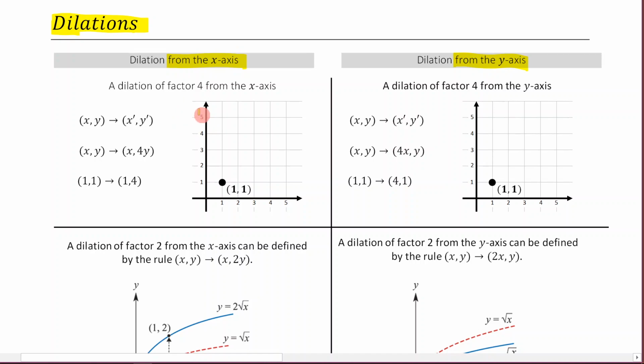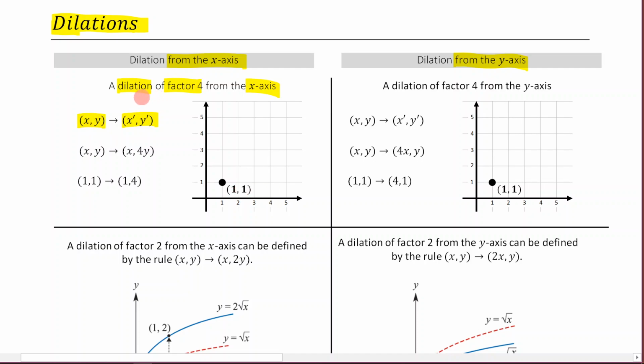And here's an example that looks at a dilation of just a single point. So it says a dilation of a factor of 4 from the x-axis. We use the same notation as we do from our last lesson. In that last lesson about translation, we introduced this notation, and we're going to use it again. So we say we start with a point x, y, and then x dash, y dash represents our new point. Now, this 1, 1 represents x, y. It's where we're starting from.